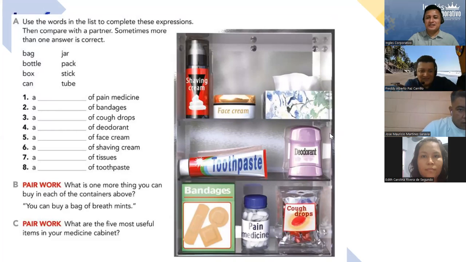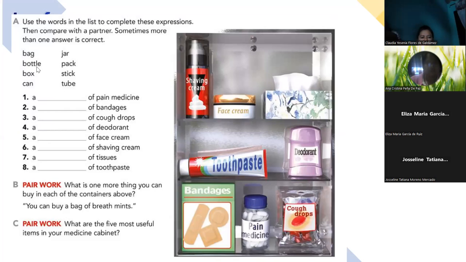I forgot. What is the name of this item here? What is this? Tissues. Exactly. We have tissues here. Okay, very good. So as Freddy also was reading here, we have some vocabulary as well. What else do we have here, Claudia? We have a bag. What is this one? Bottle, box, can, jar, pack, stick, tube. Okay, very good.